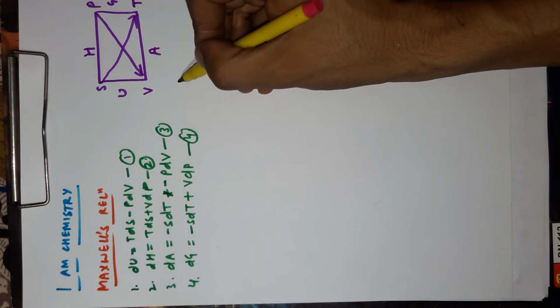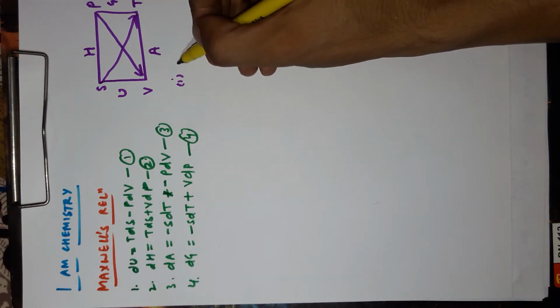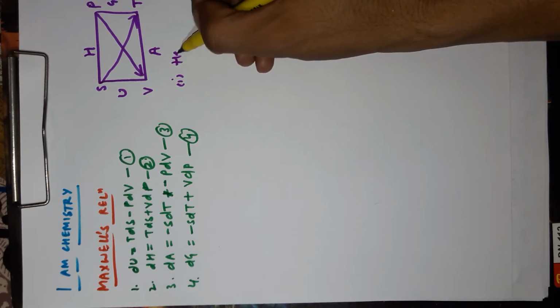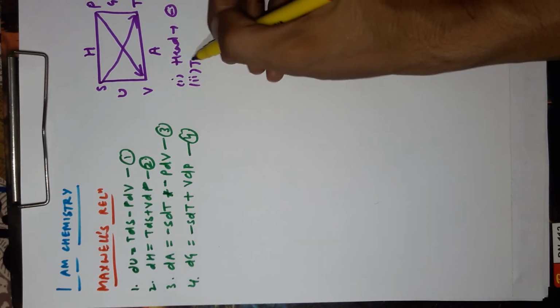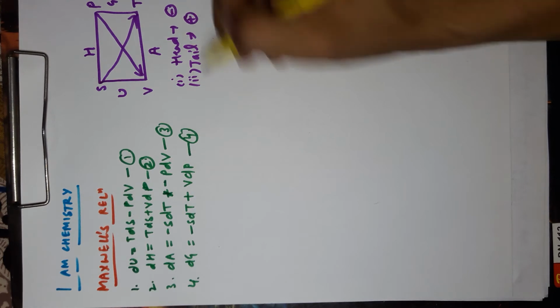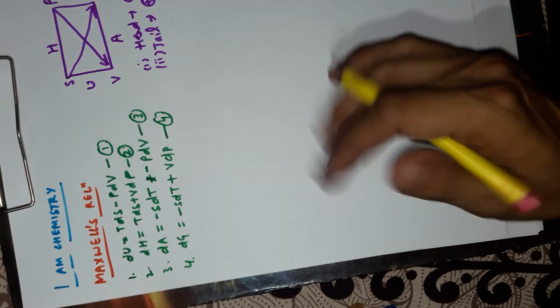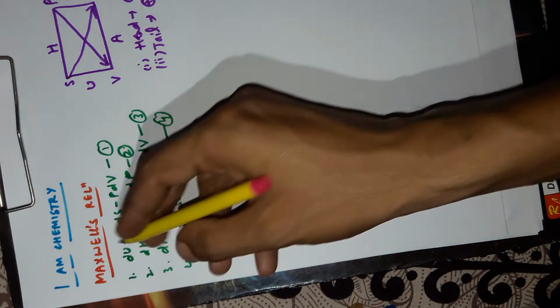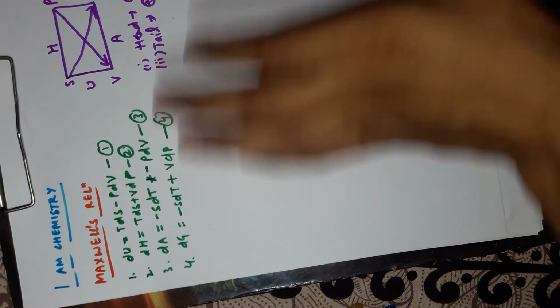In this there is a rule that the property at the head of the arrow is taken as negative, and the tail of the arrow is taken as positive. So let's take a look at these things. With the use of this, let's calculate. I am going to calculate these things with the help of this square.